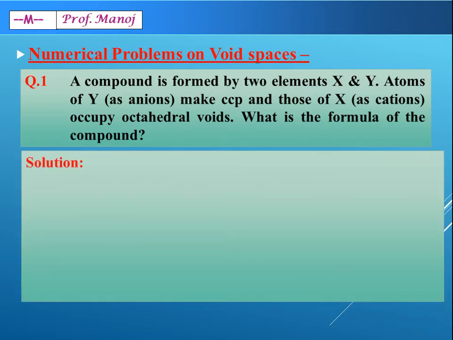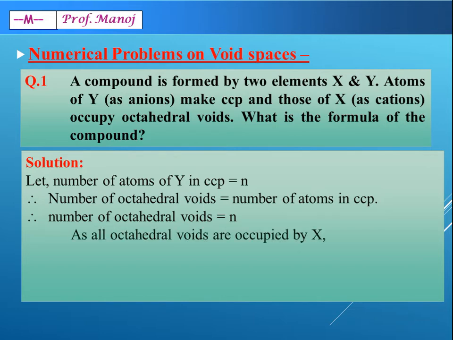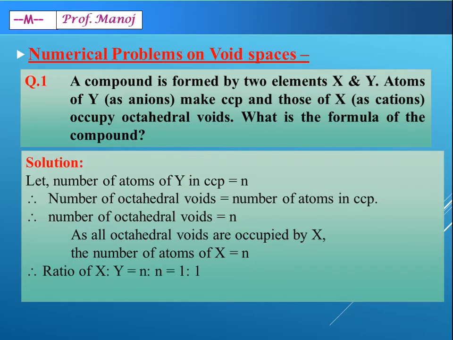Let us understand the solution stepwise. First we say that let the number of atoms of Y in CCP be n. And since we know that the number of octahedral voids is the same as the number of atoms, the number of octahedral voids also will be n. All octahedral voids are occupied by X. And how many octahedral voids are there? n. So the number of X also is n. So the ratio of X to Y is n to n, or 1 to 1. So the formula of the compound is XY. X one time, Y one time.